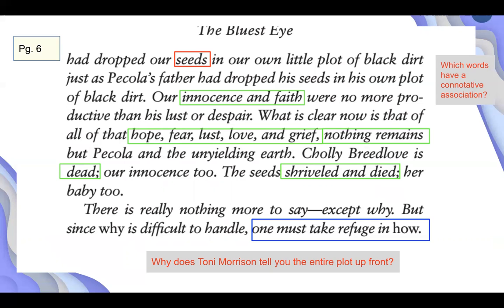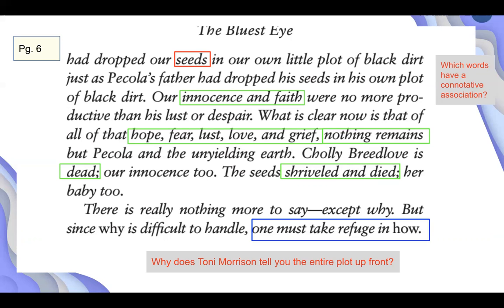There's juxtaposition. Innocence versus lust, faith versus despair. Consider, why did Toni Morrison put those together? What difference does she really want you to notice? And what is the same? What happens between innocence and lust? How are those alike? Start thinking about that. Pause, write your thoughts down.